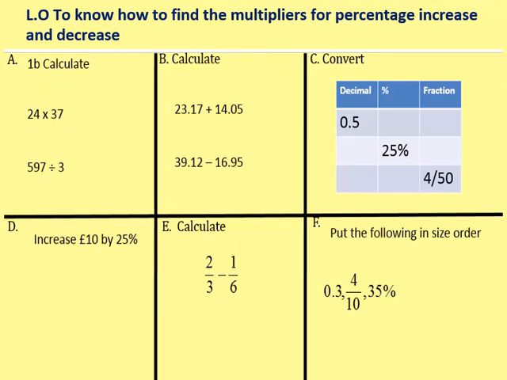Hello everyone and welcome to today's maths lesson, which is the second lesson of unit 909. The learning objective today is to know how to find the multipliers for percentage increase and decrease.